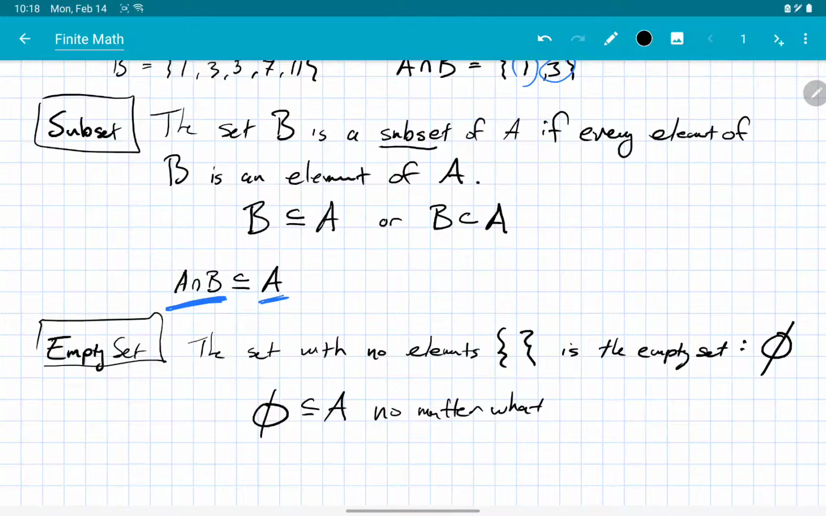You can think of the empty set as a box with nothing in it. And an empty set is different from the set containing the empty set. That would be a box with a box in it. It's not the same thing.